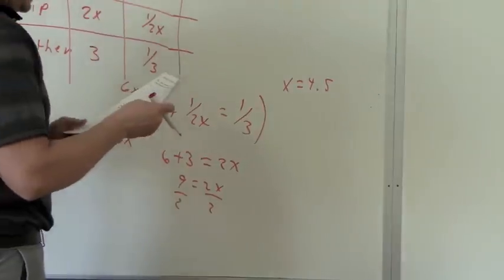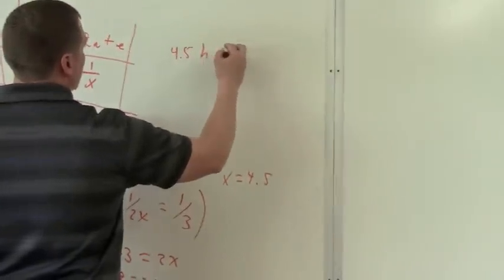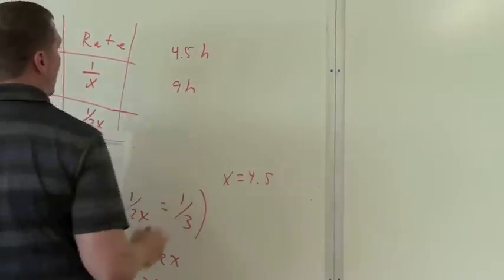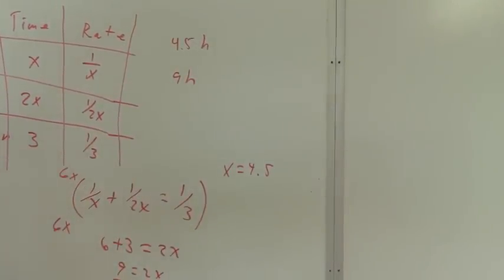So it takes Adrian 4.5 hours, and it would take Philip twice that, so that would take him 9 hours. And that is it.